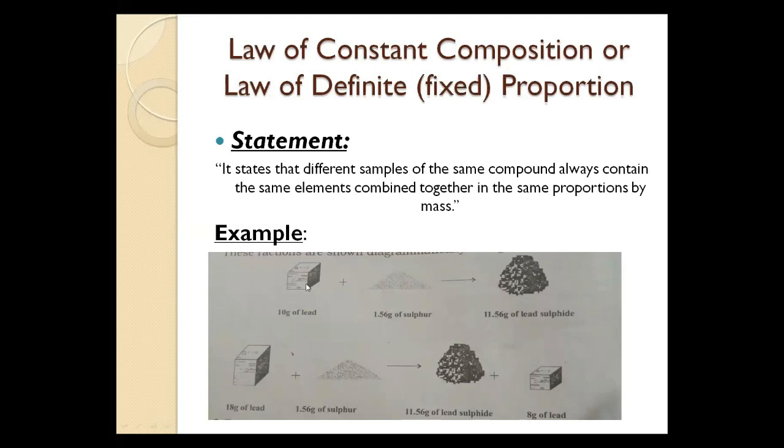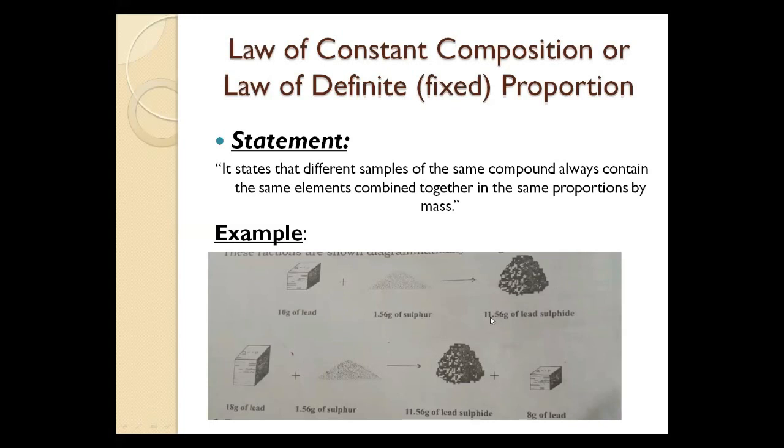This means for the formation of lead sulfide, we need lead and sulfur. Always we need lead 10 gram and 1.56 gram of sulfur. The total mass is 11.56 gram. Here, suppose we use 2 gram instead of 1.56 gram of sulfur, the remaining sulfur remains unused. Why? Because for completion of this reaction, we need only 1.56 gram of sulfur.